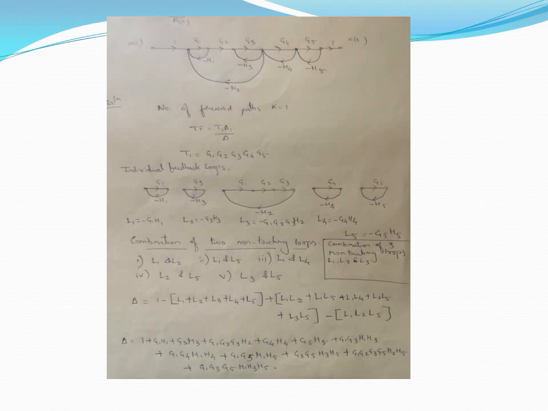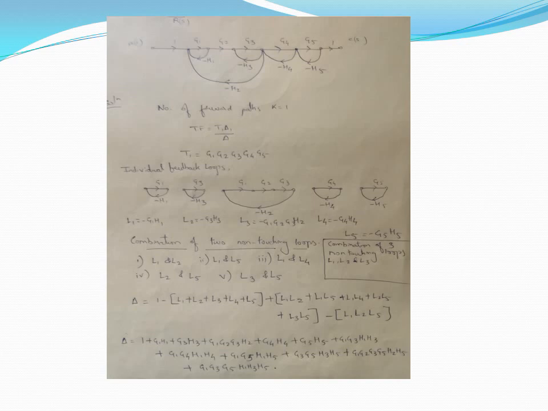Now the formula for this is, we have only one forward path, so it will become T1 delta 1 divided by delta. We know what is T1, that is the forward path, G1, G2, G3, G4, G5. We have calculated delta. Now we need to calculate delta 1. Delta 1 is equal to 1 minus the single loops which are not touching the forward path, and then plus the combinations of two non-touching loops, then minus 3.